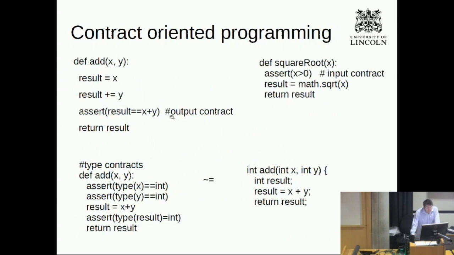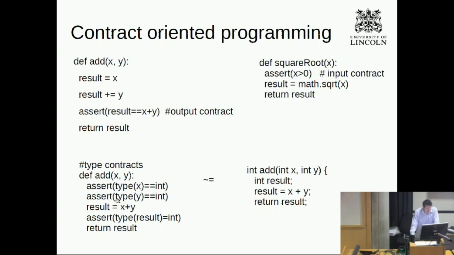So here's how you do more general contract-oriented programming in a language like Python. Okay, so here's my addition function. You can see this is imperative addition. I'm doing operations on this thing called result, and then at the end I'm going to promise that the thing I return actually is the sum of the two inputs. Okay, and again, this is an assert function. Assert will throw an error if the statement is false.